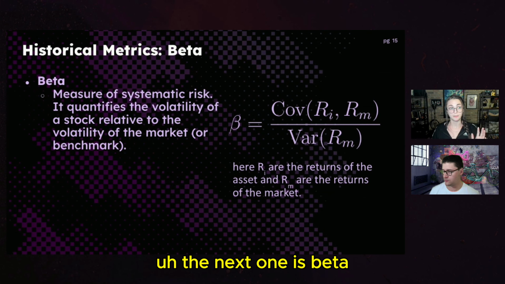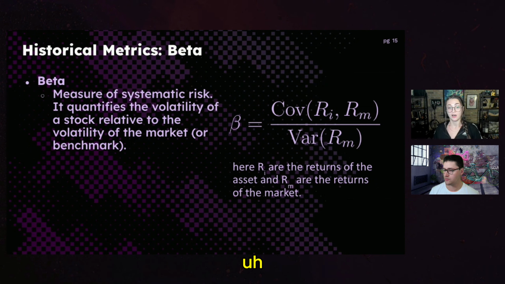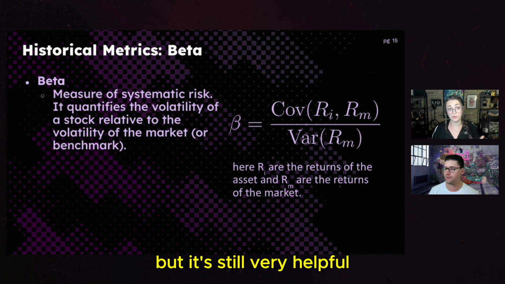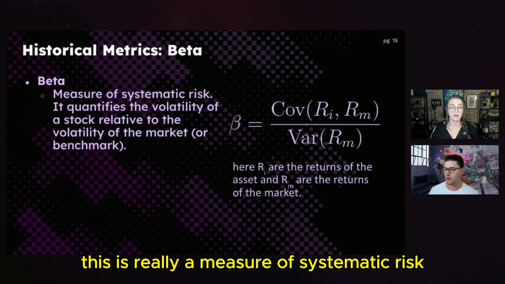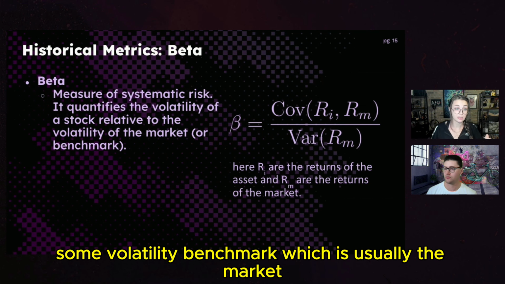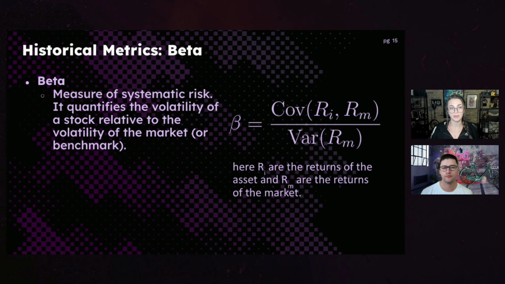The next one is beta. This is another pretty common one. Beta is one that we don't talk about a ton on the show, but it's still very helpful, especially with portfolio management. This is really a measure of systematic risk. So it really quantifies how much volatility a stock has relative to some benchmark, some volatility benchmark, which is usually the market. And here's the formula.